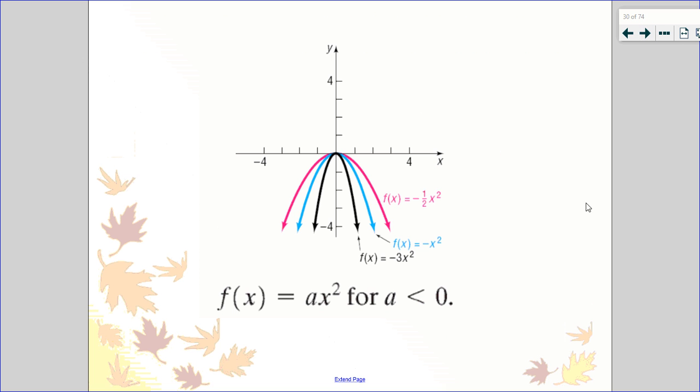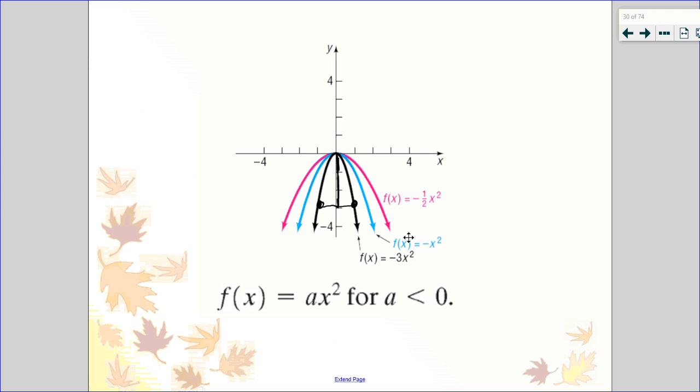We can also flip the parabola upside down. So notice for all of these, they're flipped upside down. So if you take a look at f of x equals negative 3x squared, you go down 3, 1, 2, 3, and left 1 and right 1. And that gives you the sides of that parabola.